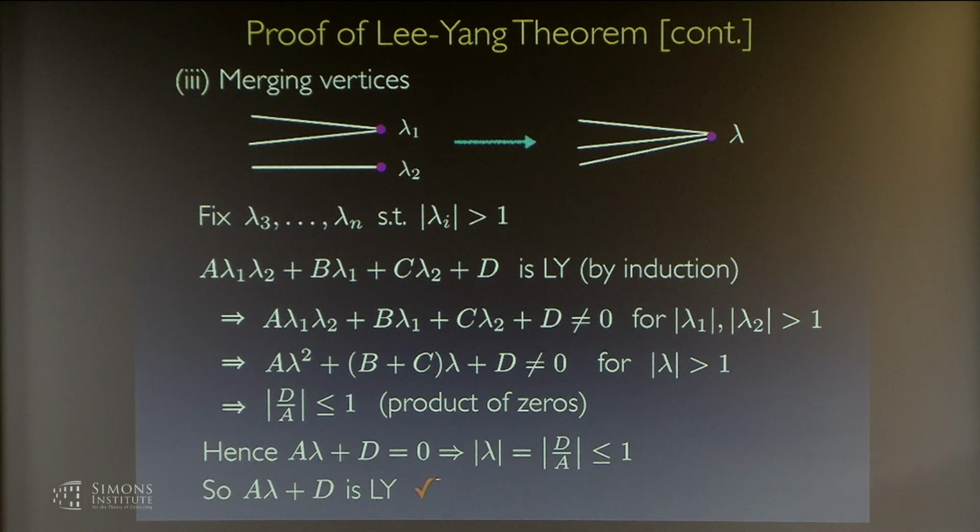And therefore, the new partition function that we get here is just a lambda plus d, because the contributions from configurations in which lambda 1 and lambda 2 are different go away. So the new partition function on the right-hand side has the Lee-Yang property. Now there's a detail here that we're dividing by a, so you also have to check inductively that a is non-zero, which can be checked as we go through by a similar induction. So the proof is very simple.